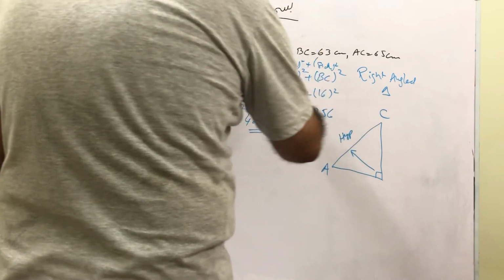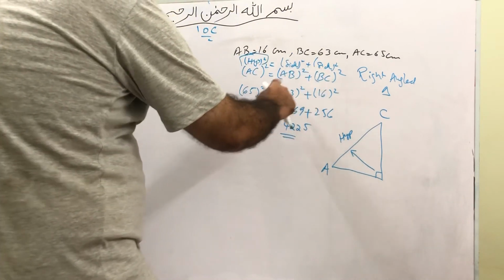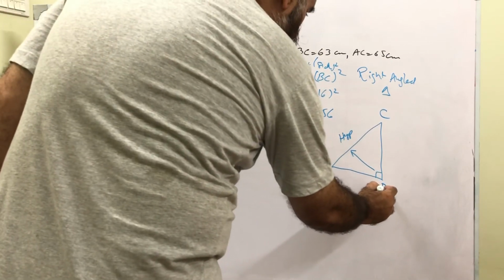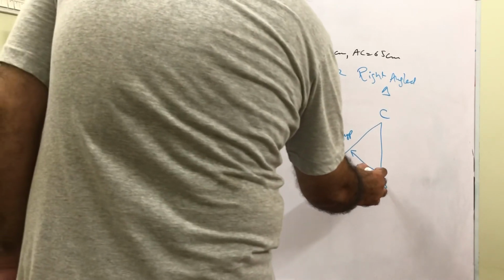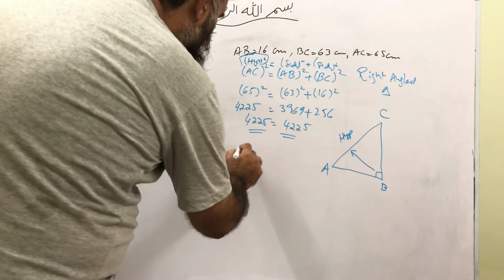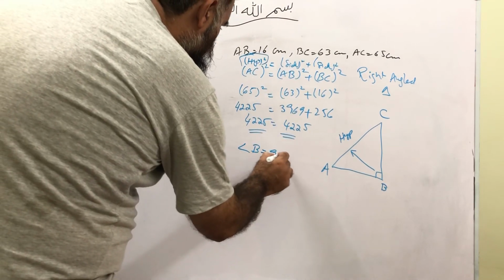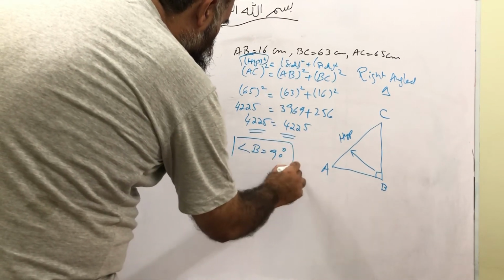We have AC, so we have AC, AB, BC. So B is missing, so we will put B here. So it means B is the point where there is a right angle. So angle B is equal to 90 degrees.